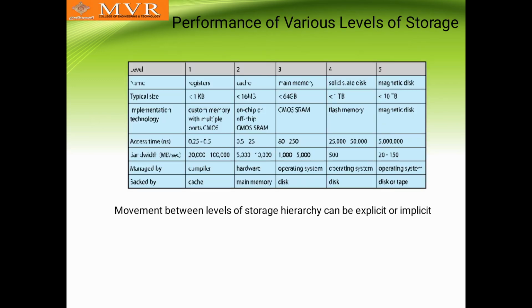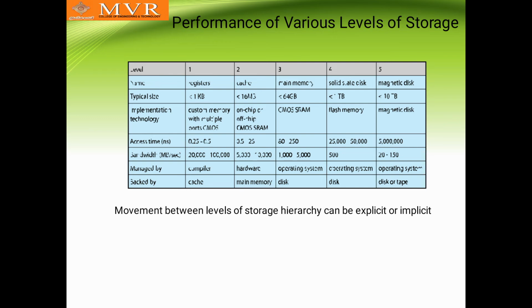Here the performance of various levels of storage is shown. Here we check level 1, level 2, level 3, level 4 and level 5. Those levels have these factors: name of the storage, typical size, implementation technology, access time, bandwidth, managed by, and backed by. The movement between the levels of the storage hierarchy can be explicit or implicit.